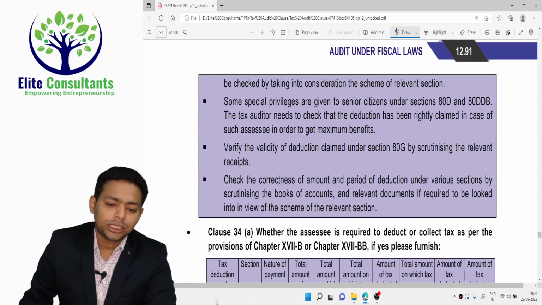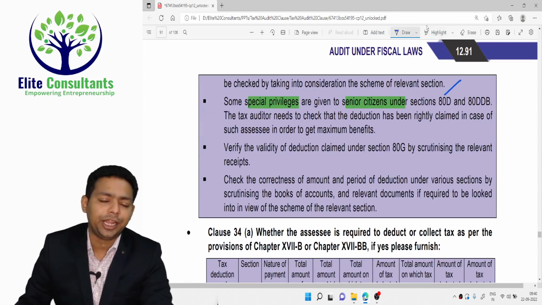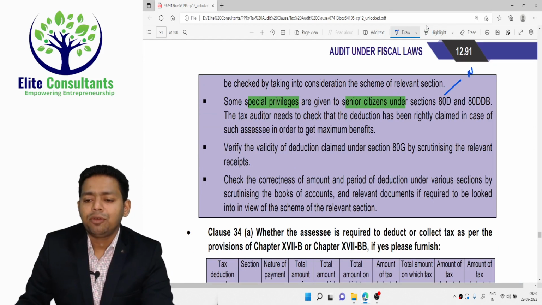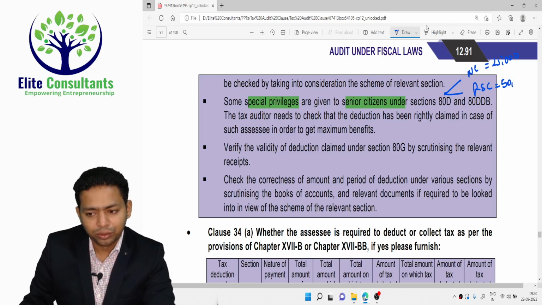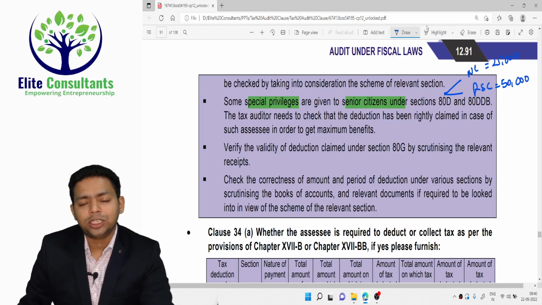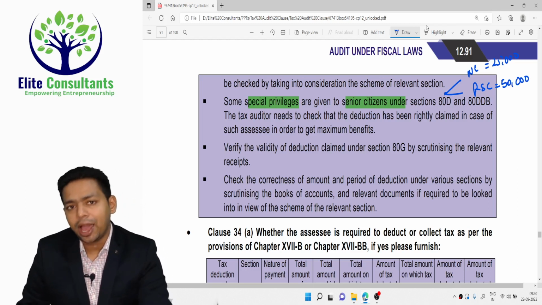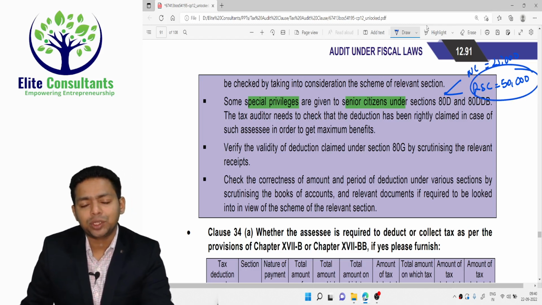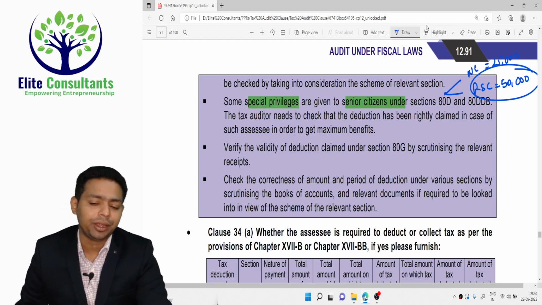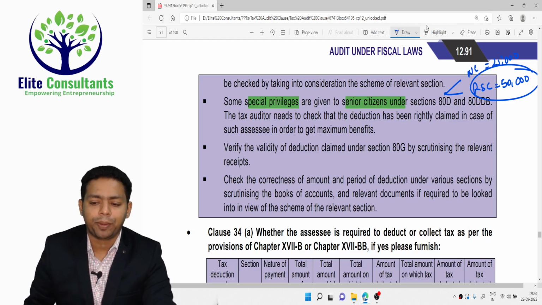Okay. Some special privileges are also given to the senior citizens under 80D. What is this? What is 80D? 80D is about medical expenditure. For normal citizen, limit is 25,000 of medical insurance. But for resident senior citizen, the limit becomes 50,000, and here not only insurance but also your actual medical expenditures can be covered if assessee doesn't have medical insurance. So if somebody is claiming deduction for resident senior citizen, which is increased limit, as an auditor you should cross check it whether the conditions are complied or not complied.